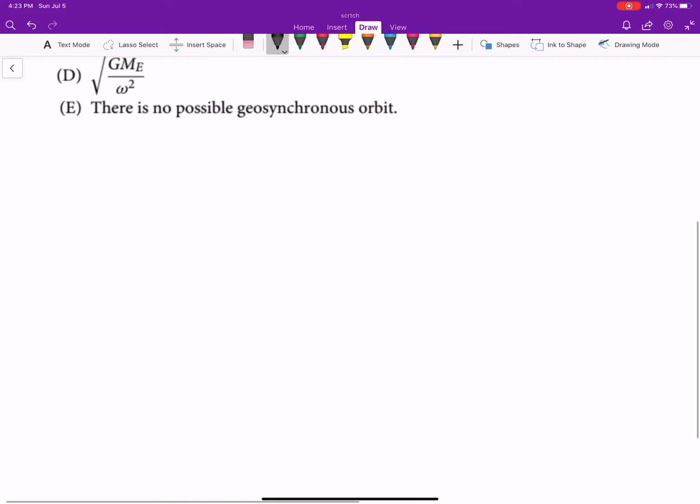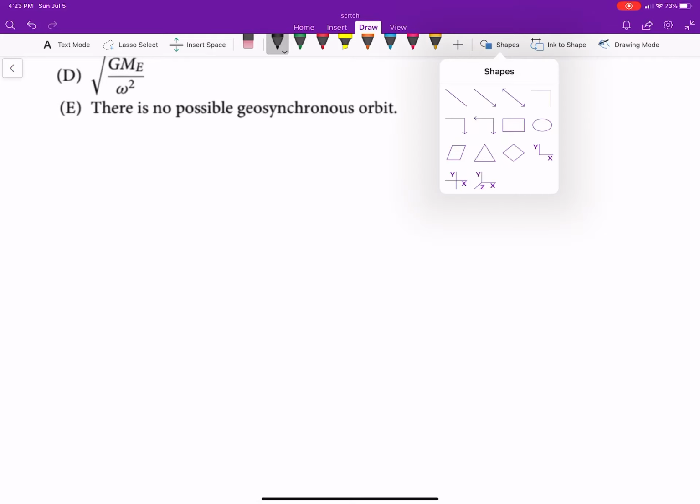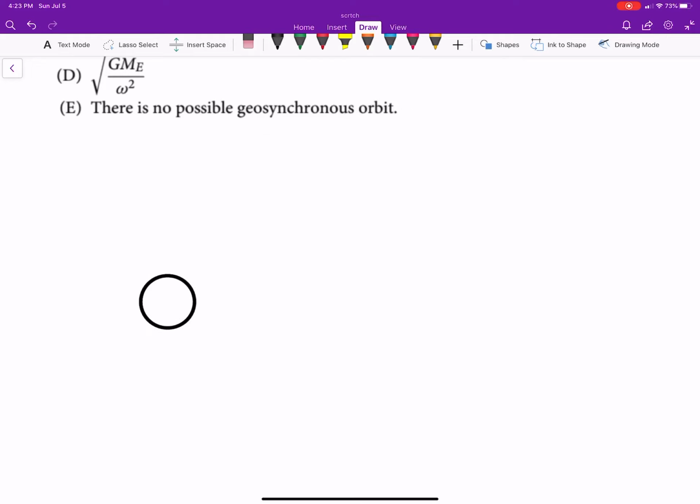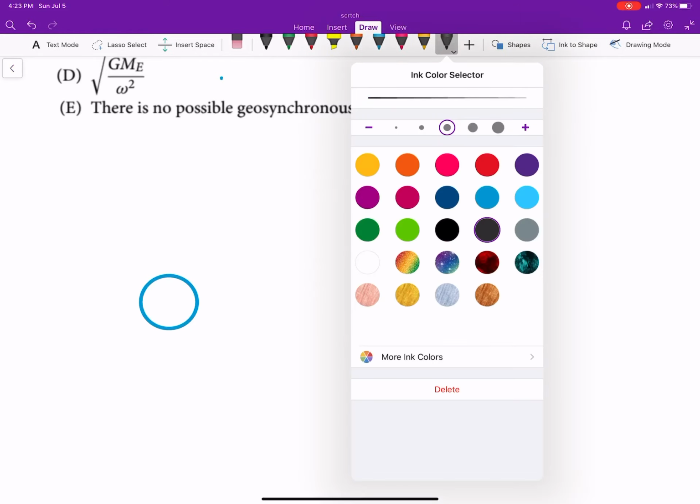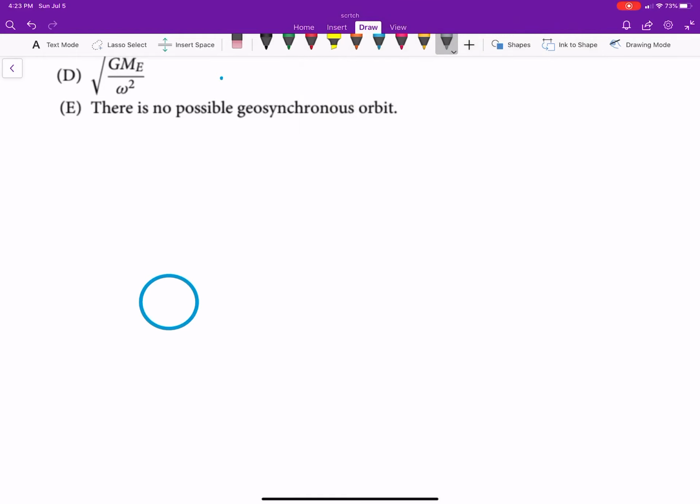So, a few things. Let's just draw a rough picture. Probably butchered how you pronounce that, but that's okay. I can do the physics, and I guess that's all that matters. We'll do this blue for the Earth. Do we have like a gray? I don't know. Yeah, this works.